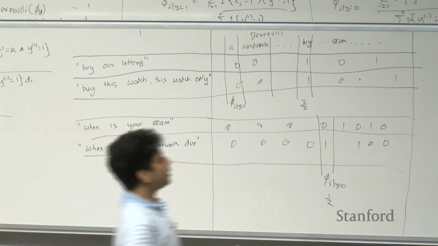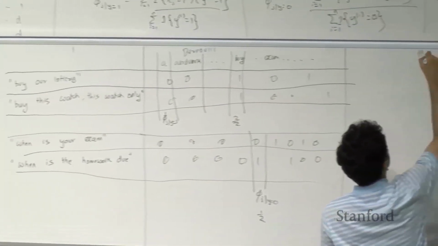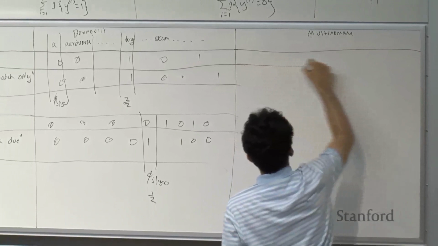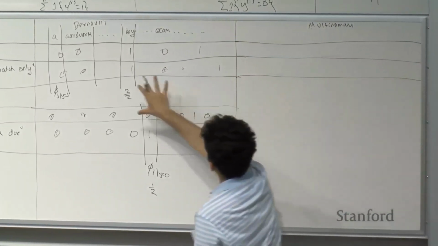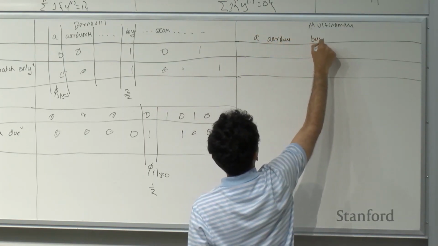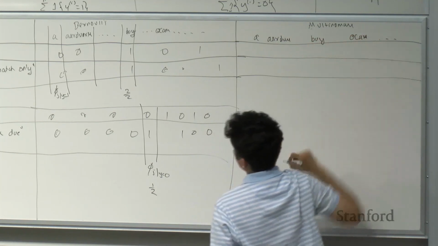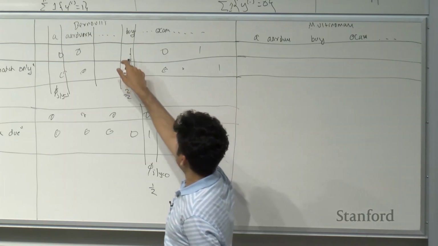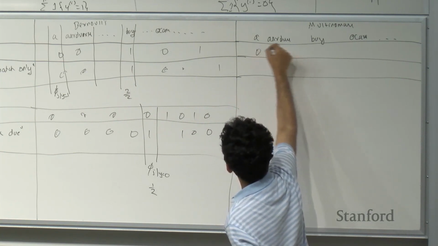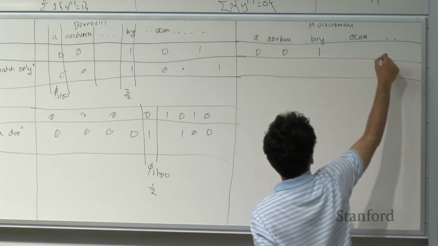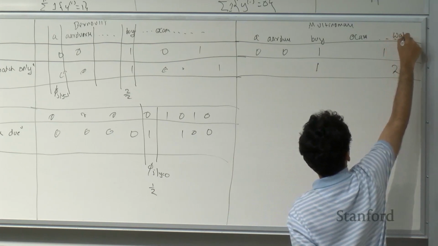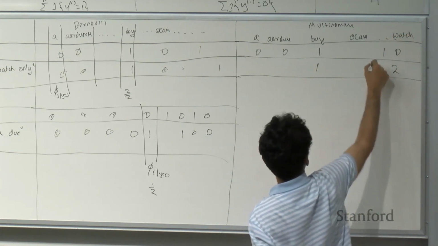And the multinomial, however, is a little different. If you were to implement this algorithmically, assume you have the same set of words here: a, aardvark, buy, exam, and so on. In this case, however, instead of using an indicator, we just count the number of times the word appears. So 0, 0, buy is 1, lottery is 1. Over here again, buy is 1, watch is 2. Here only is 1, and so on.